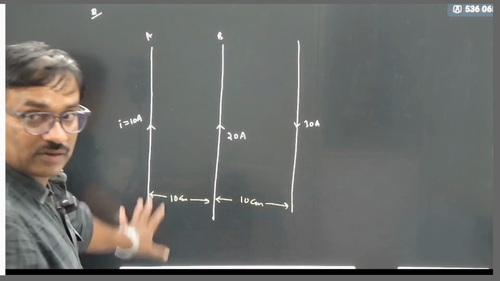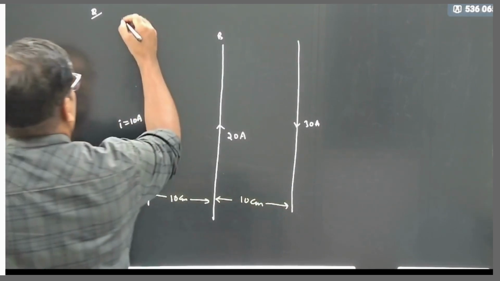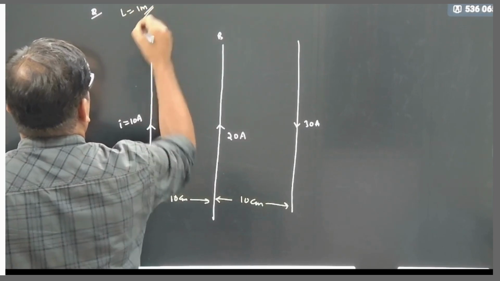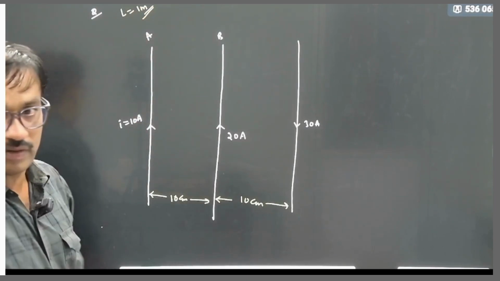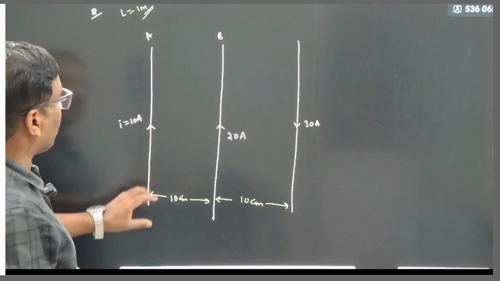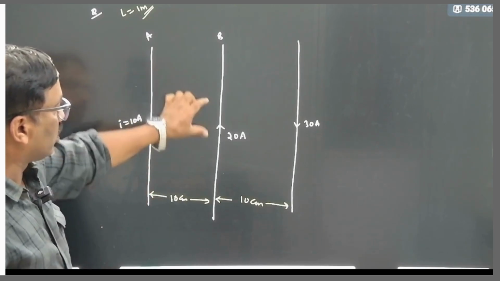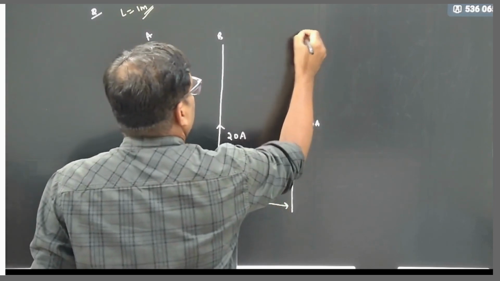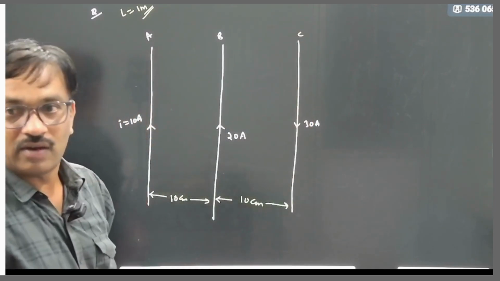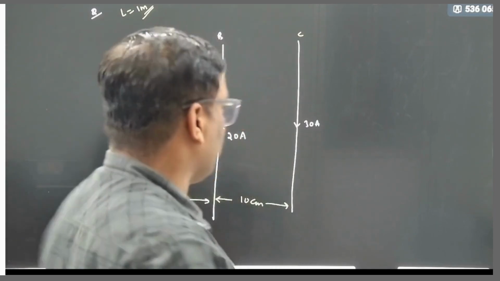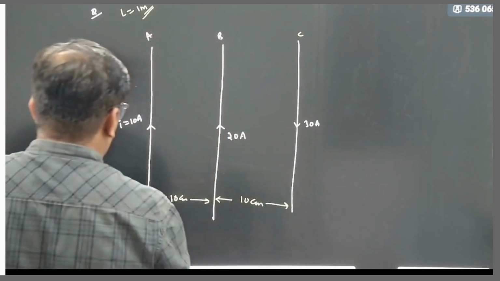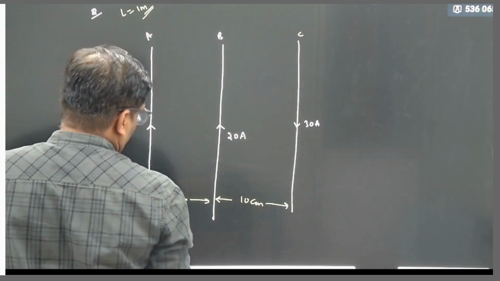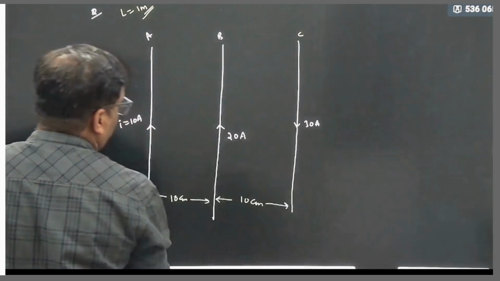Now, like these wires are there, the length considered is a 1 meter part of the wire. We want to calculate the force acting on this wire, on this wire, or on this wire: force acting on A, force acting on B and force acting on C. So what is the force acting on A? I'll do one or two questions, and you try to do the remaining part.